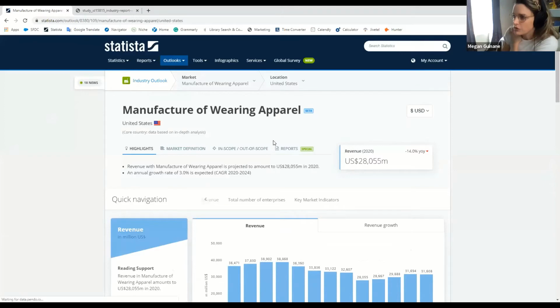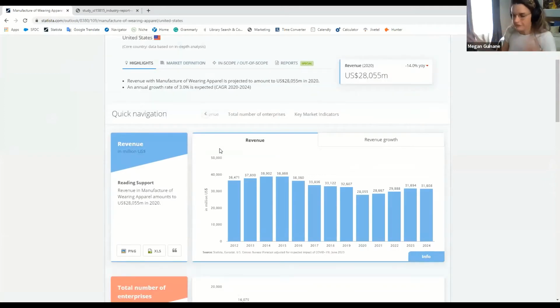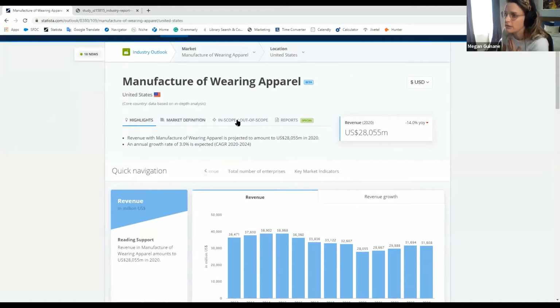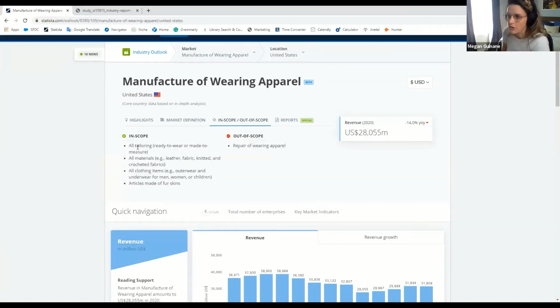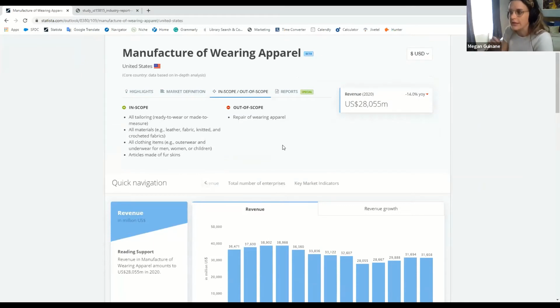And this shows, again, that same look, feel, and functionality, the revenue of this particular market. And we also want to say, like we're talking about in scope and out of scope, we're talking about what materials: leather, fabric, knitted. A lot of this, we're just not talking about repair. So no tailoring, but the upcycle market.